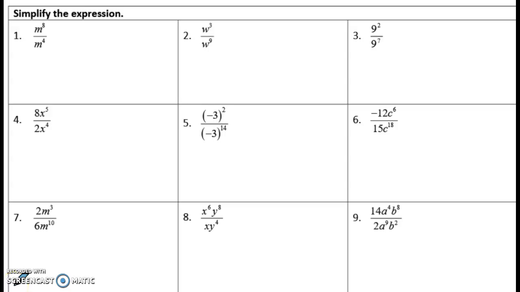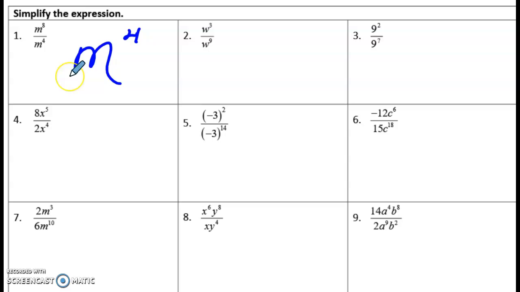Okay, so when we're looking at these problems, we want to think about coefficients. We do the exact operation with coefficients like we always would, and when it's division, that means divide or reduce. And then with the bases, we want to figure out where there are more of them and how many more there are. So here we have m to the 8th over m to the 4th. There are more m's in the numerator, and there are actually 4 more in the numerator, so your answer is m to the 4th, done.